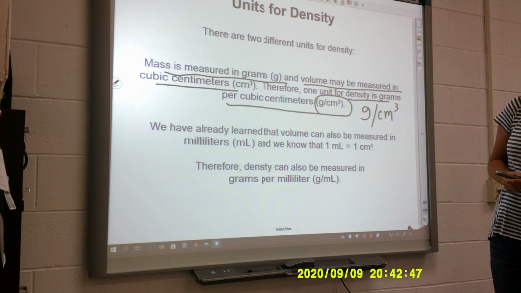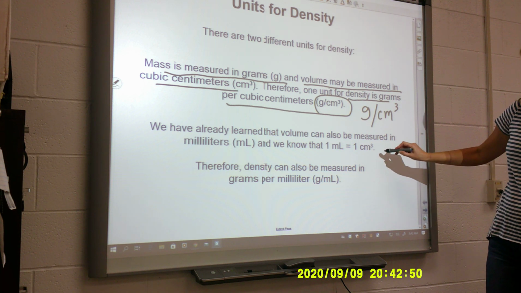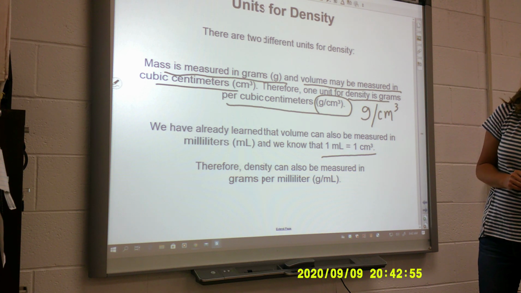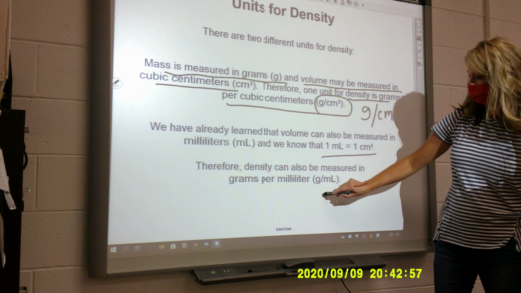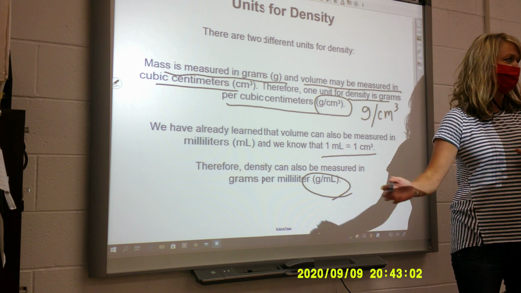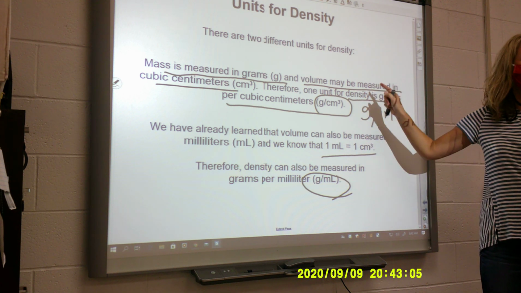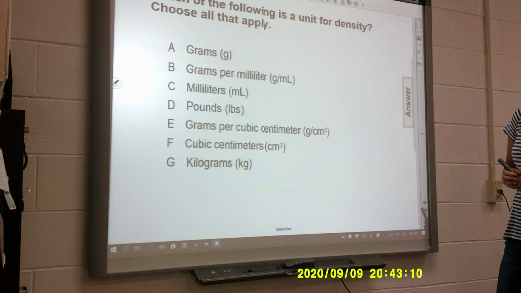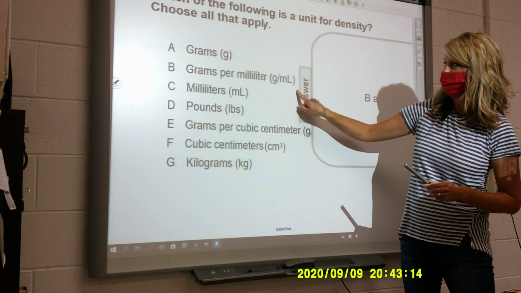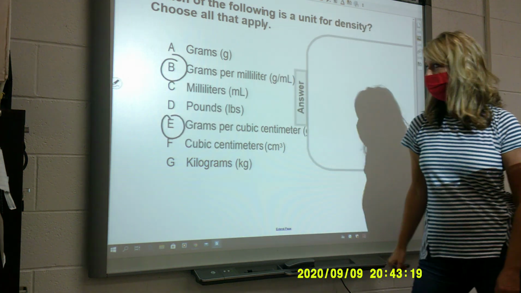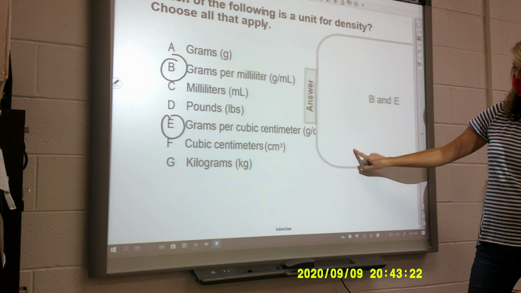We've already learned that volume can also be measured in milliliters. So we know that 1 milliliter is the same as 1 cubic centimeter. Therefore, density can also be measured in grams per milliliter. So depending on what the unit is, you're going to write it one of the two ways. Which of the following is a unit for density? I'm just going to tell you for time purposes, it is B and it is E: grams per milliliter or grams per cubic centimeter.